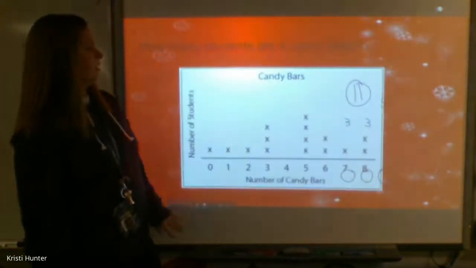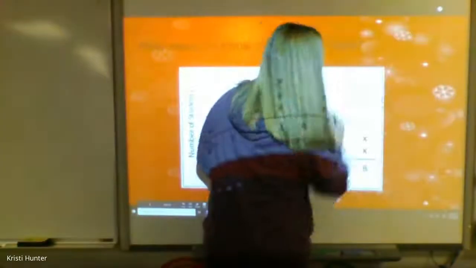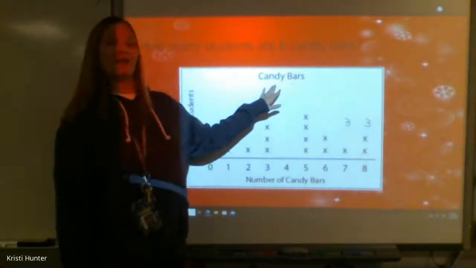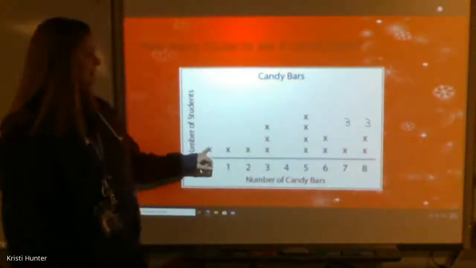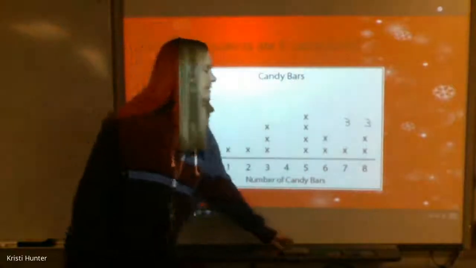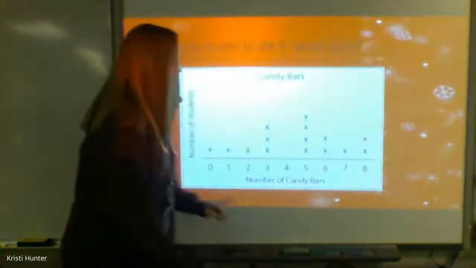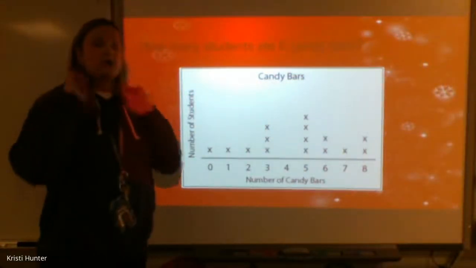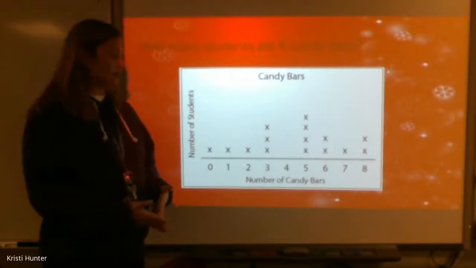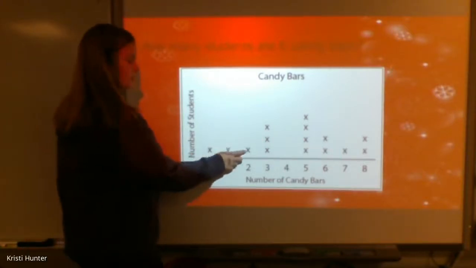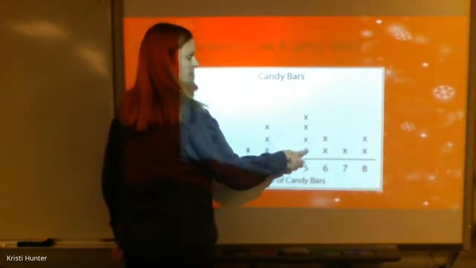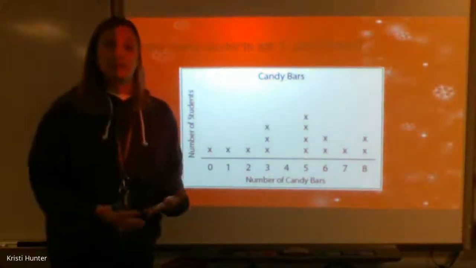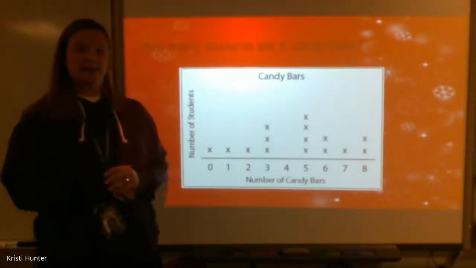Okay? All right, so let's change our line plot up a bit, and let's look at a little bit different one here. This line plot is going to talk about candy bars. So my X's, again, are going to be the number of students that came up with this answer. And then across the bottom are my number of candy bars. So again, if I want to know how many students answered this question, I would just count my X's. 1, 2, 3, 4, 5, 6, 7, 8, 9, 10, 11, 12, 13, 14, 15. 15 kids answered this question for me of how many candy bars they ate.